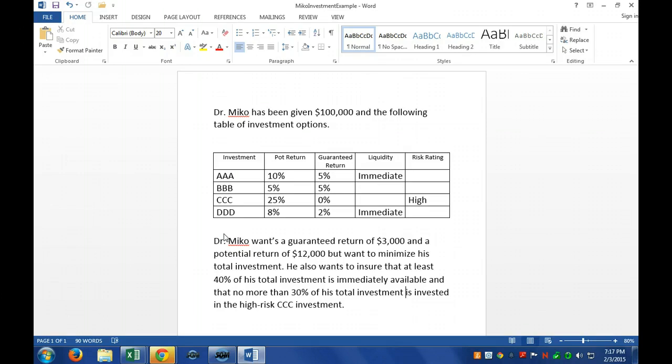And my guaranteed return is 0.05 for AAA plus, it looks like, 0.05 for BBB. It looks like C is zero.